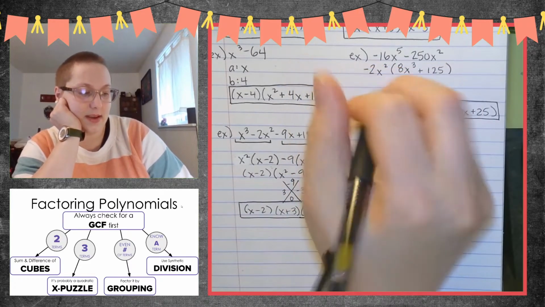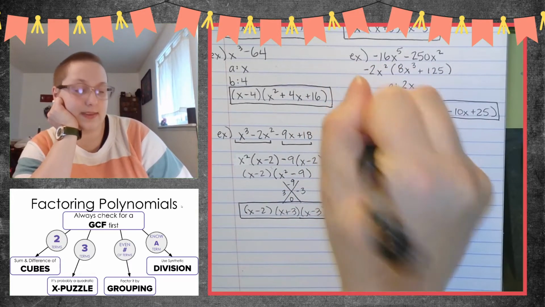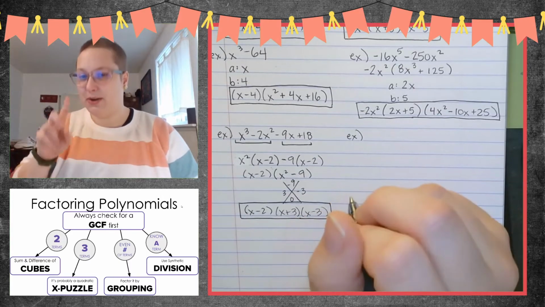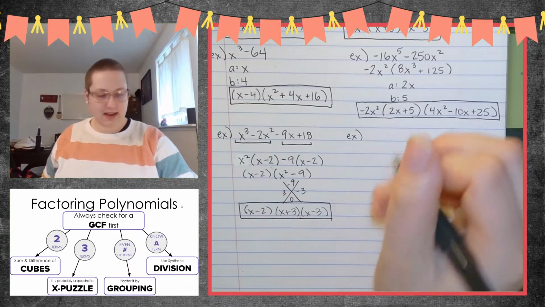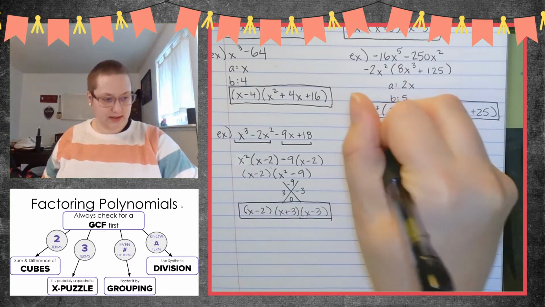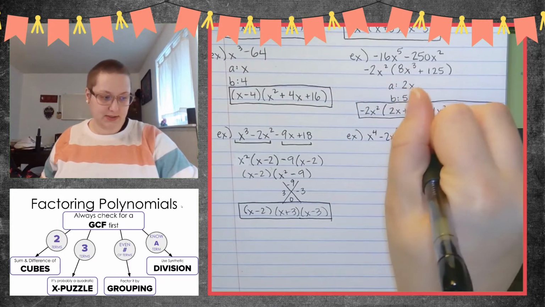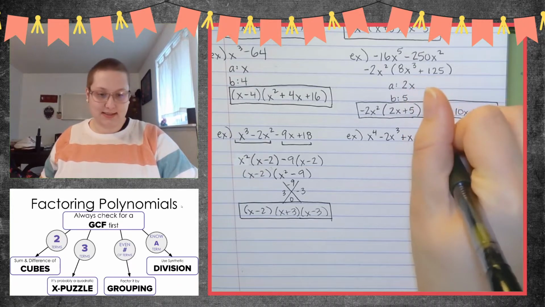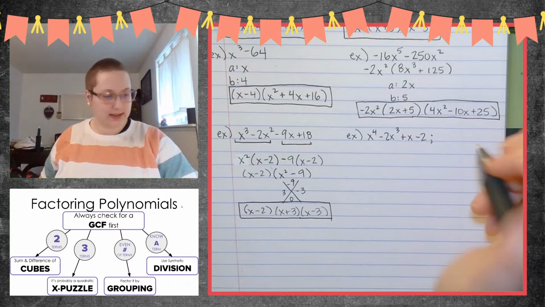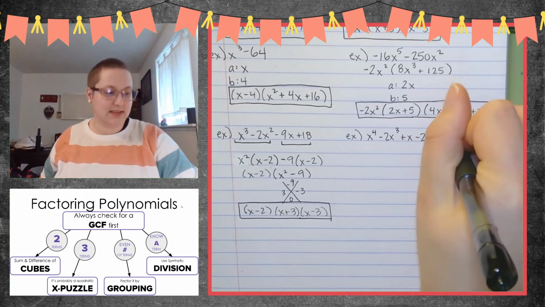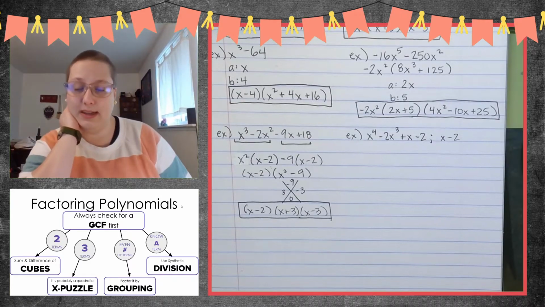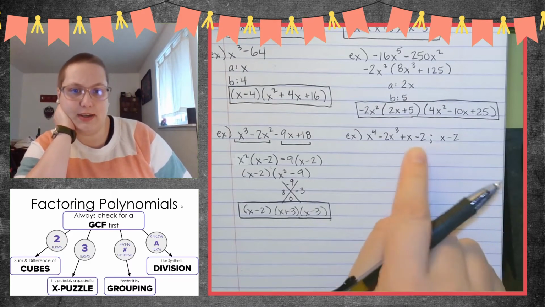Okay, let's do another one. Let's do one where I already know one of the terms. So let's factor x to the 4th minus 2x cubed plus x minus 2. And it's going to have a little dot, semicolon next to it, and it's going to say that x minus 2 is a factor. Okay, so x minus 2 is already a factor of this.